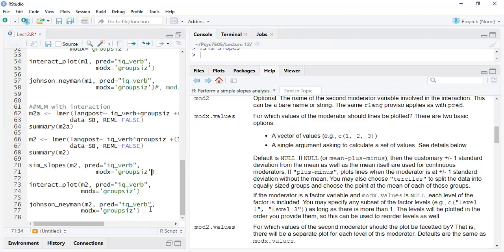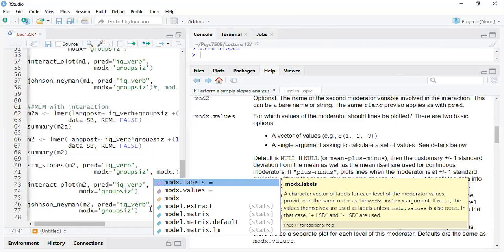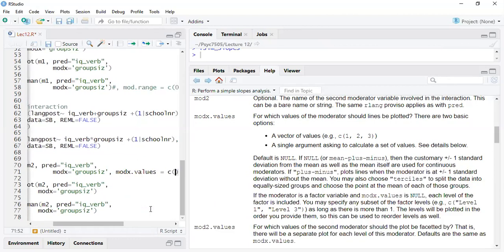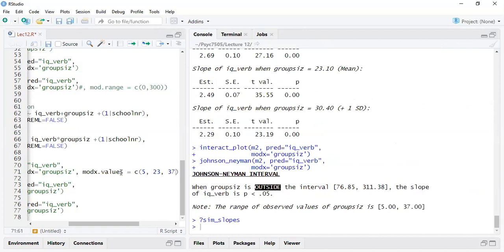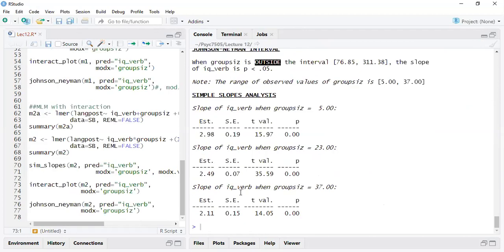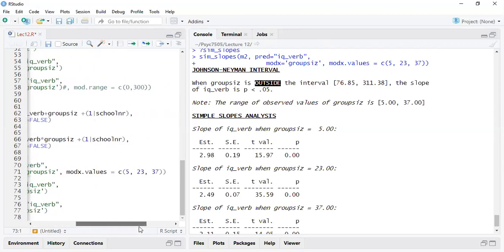So I could here say modx.values, and do it at 5, 23, and 37. Or I could do it at the minimum, the median, and the maximum. And if I do that, I would now get simple slopes when group size is 5, 23, and 37. Note, your choice of simple slopes will not affect the Johnson-Neyman interval. That Johnson-Neyman estimate has nothing to do with the values you pick for simple slopes. But you can pick different values with that modx.values option in simple slopes.